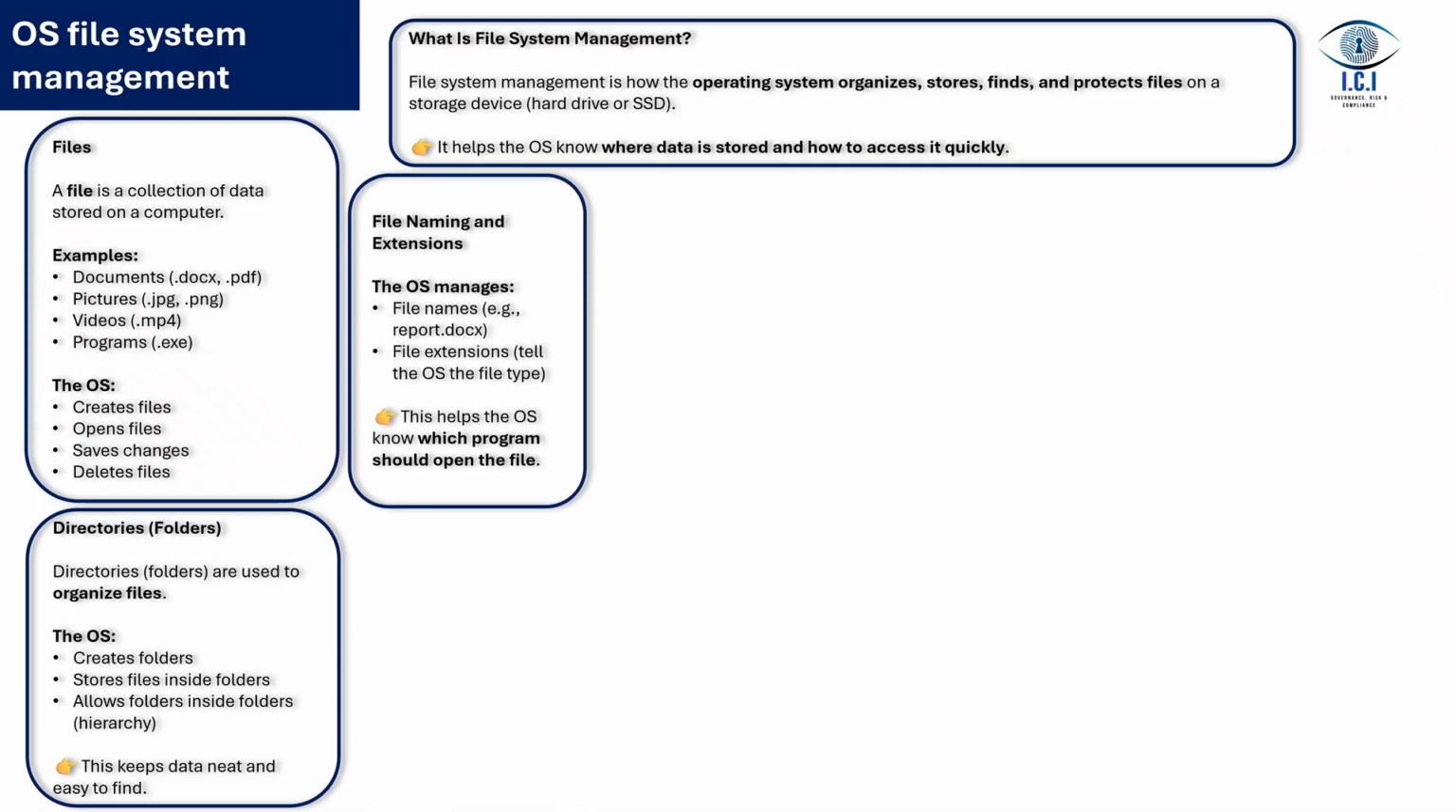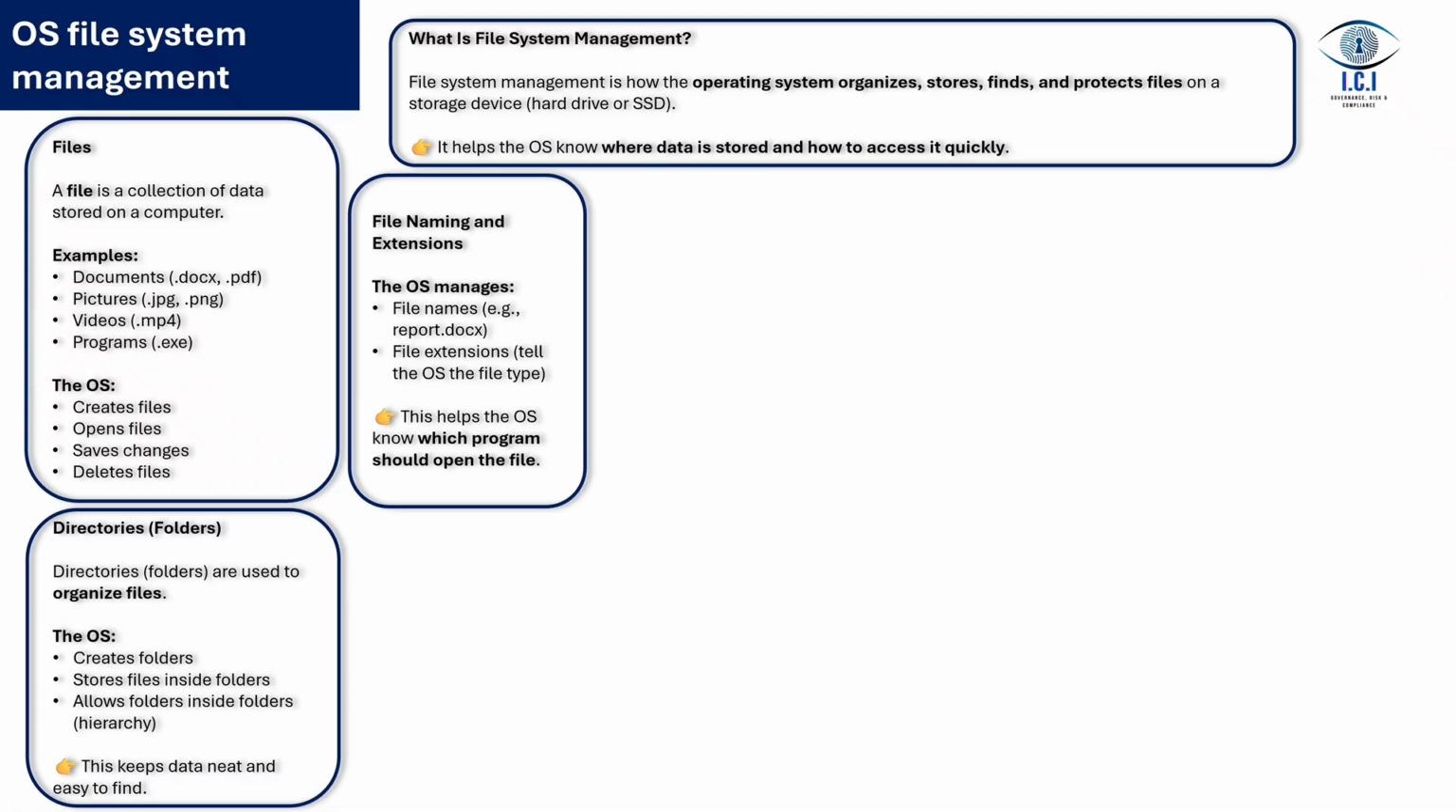So the next is file name and extension. The OS helps to manage the file names and also helps to assign file extensions to our file name. When you talk about file name, you can say report.docx. So when you hear report.docx, it means that the name of that file is called report.